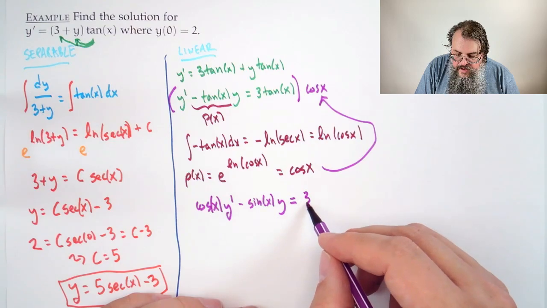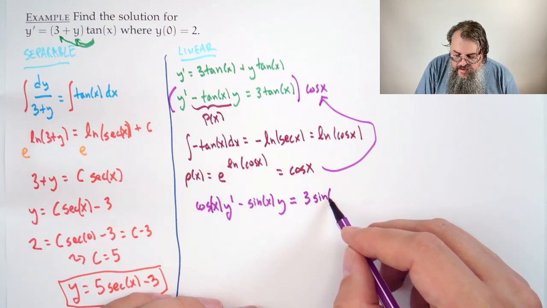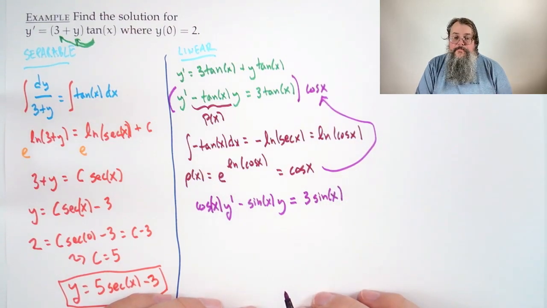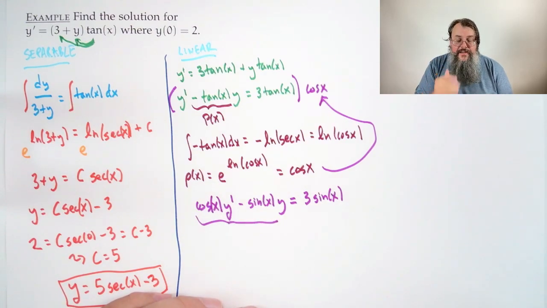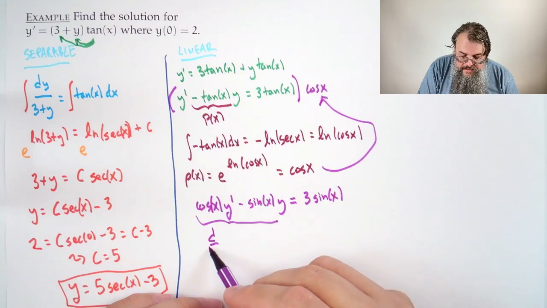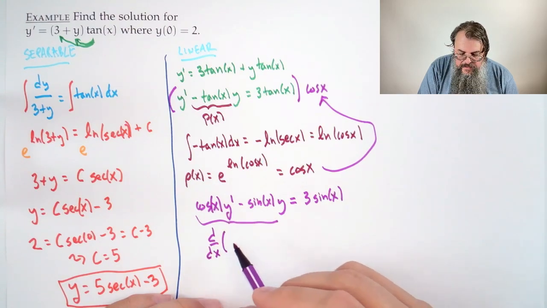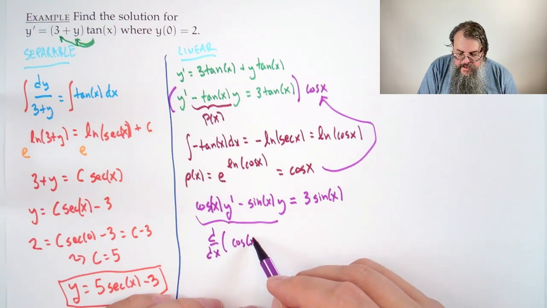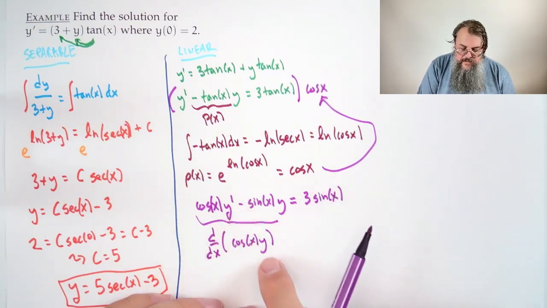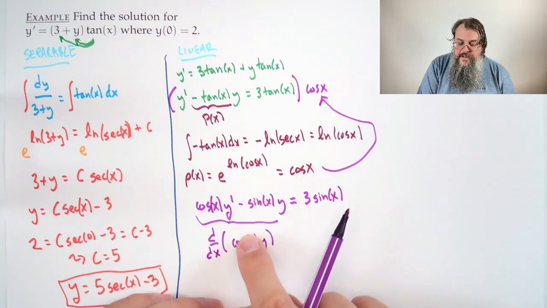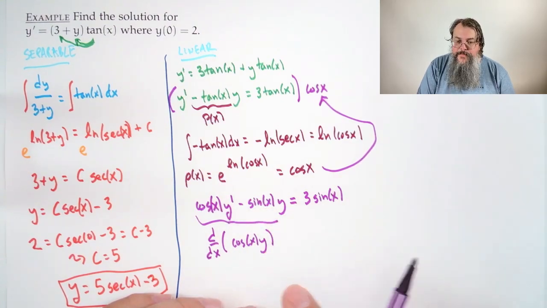It's one of those idiosyncrasies. Equals 3 sine of x. But of course, this side, by design, is nice. This is the derivative of cosine of x times y. And you can always double check. Okay, first times the derivative of the second, good. Plus the derivative of the first, the derivative of cosine is minus sine, times the second.